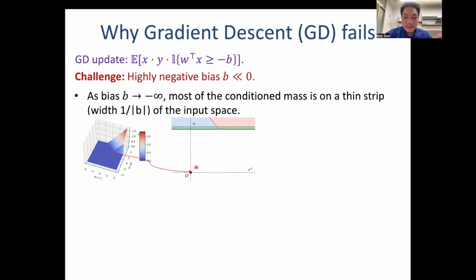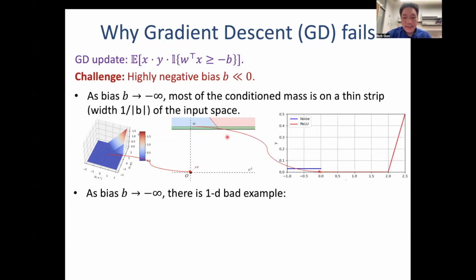And this is just the result of Gaussian decay. If the indicator means we have to focus on the very top of this input space, then Gaussian decay dictates that most of the weight will be very near the boundary of this indicator. And just focusing on this strip, there is a one-dimensional bad example when the optimal ReLU is very negatively biased, and it looks like this.